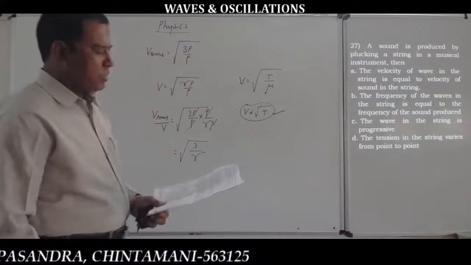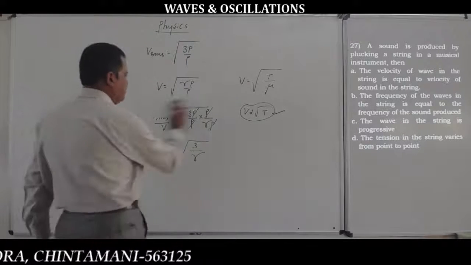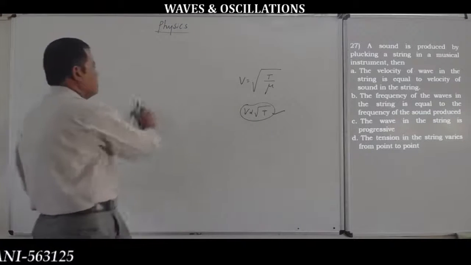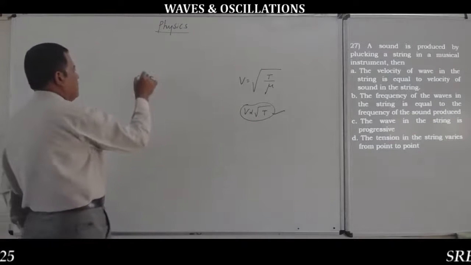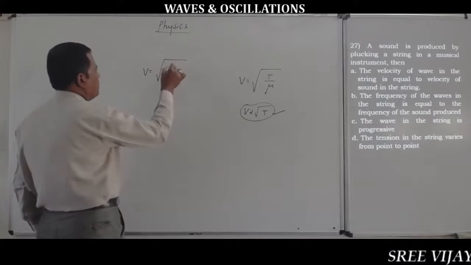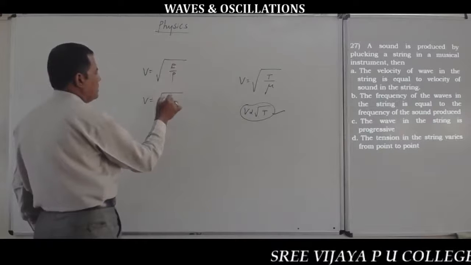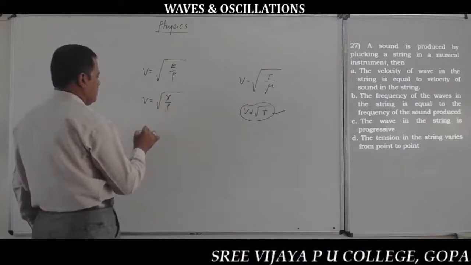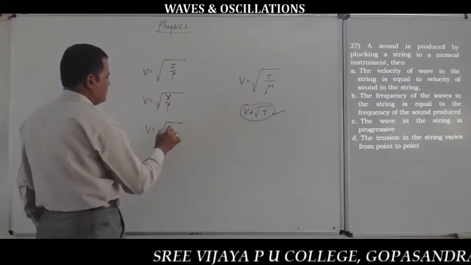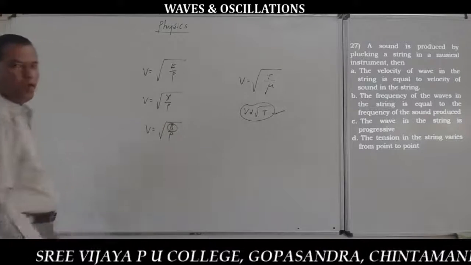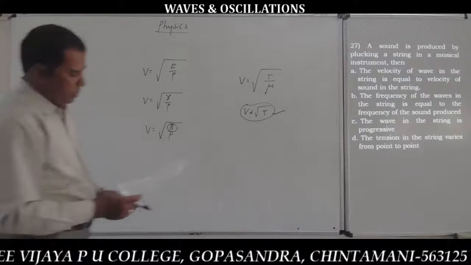Speed of sound waves in a fluid: V is equal to the square root of E by rho. For solids, the modulus is replaced by Young's modulus. For liquids and gases, it is replaced by B by rho, that is, the bulk modulus. That is question number 28.